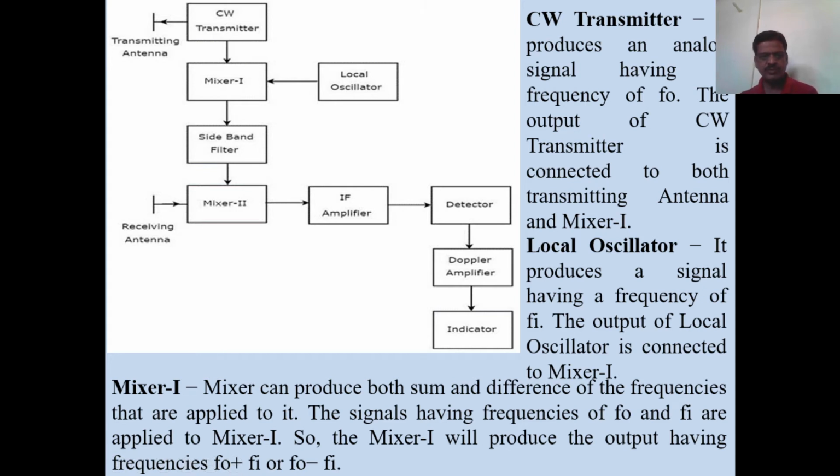And these two frequencies are mixed by this mixer, and at the output it produces the sum and difference of the two frequencies, that is Fi plus FO and FO minus Fi. Both frequencies are at the output of this mixer.